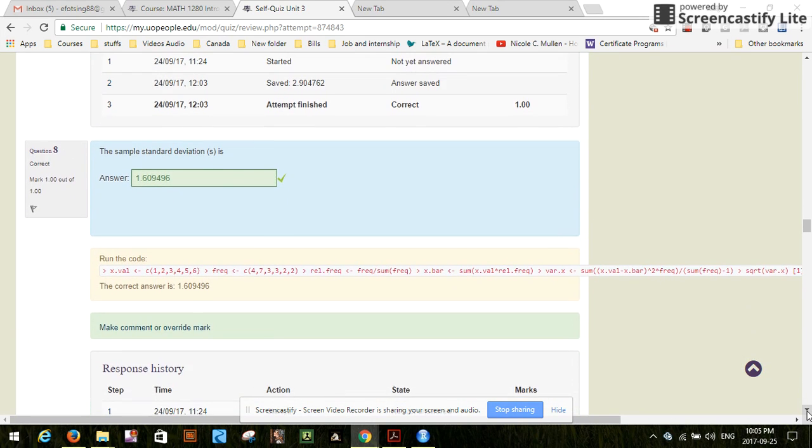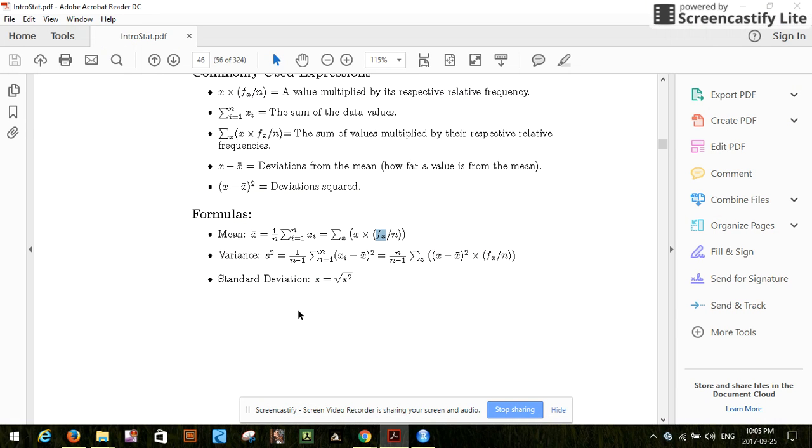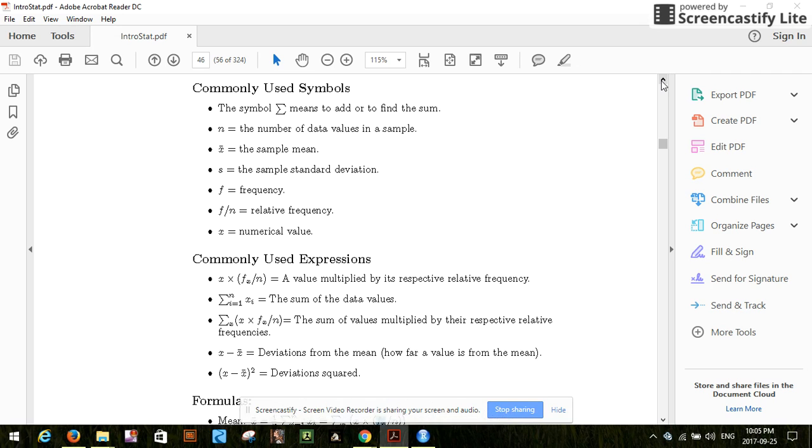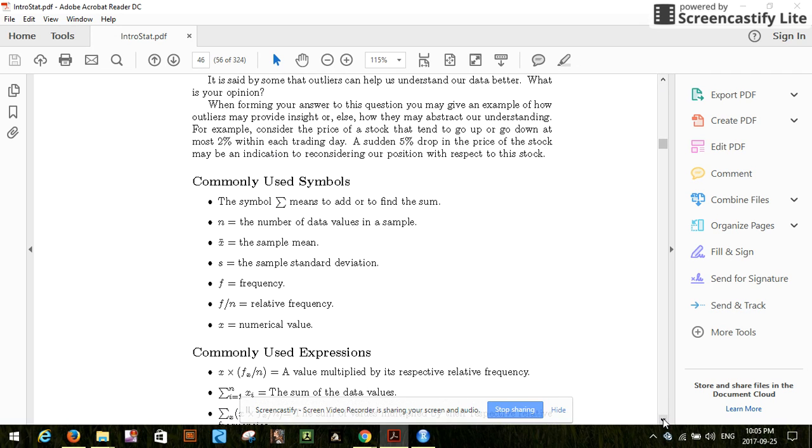Now the standard deviation. Again, the formula is given in the book. Which page is that on?